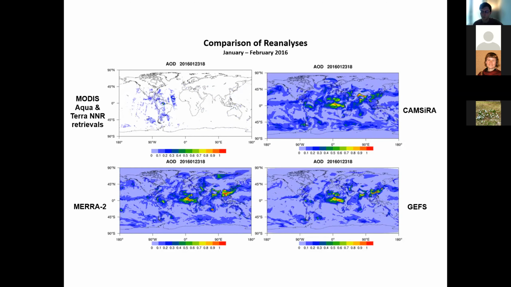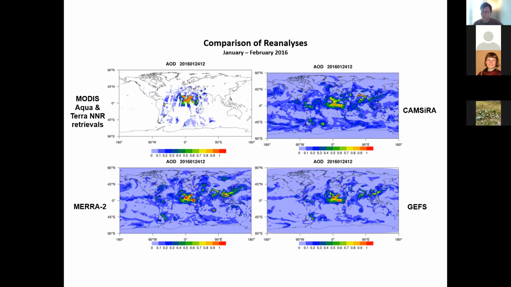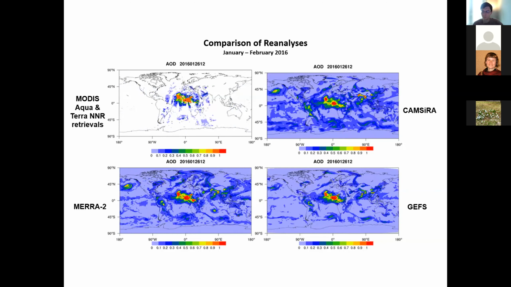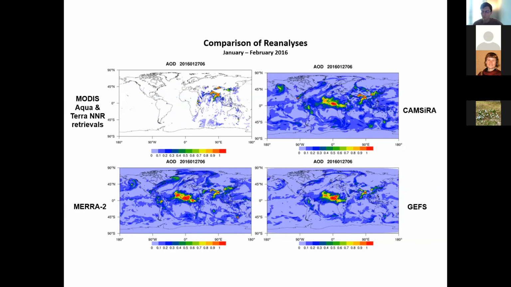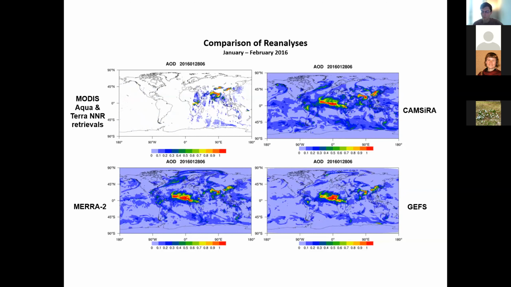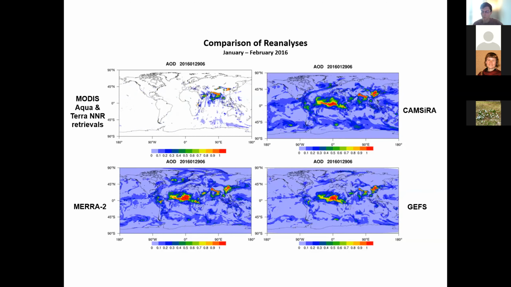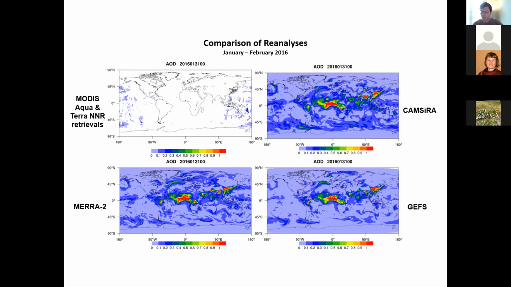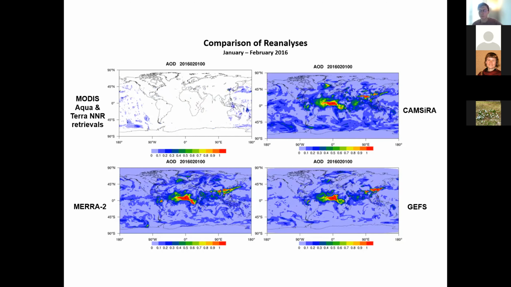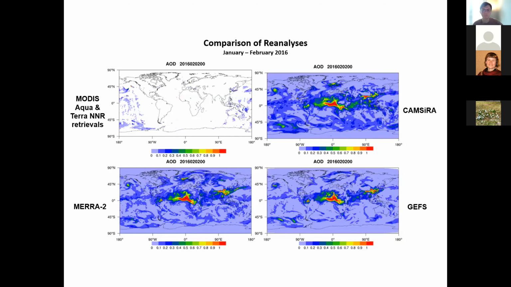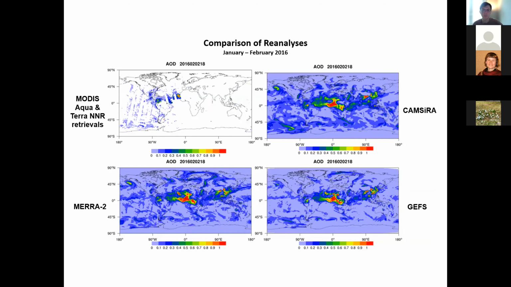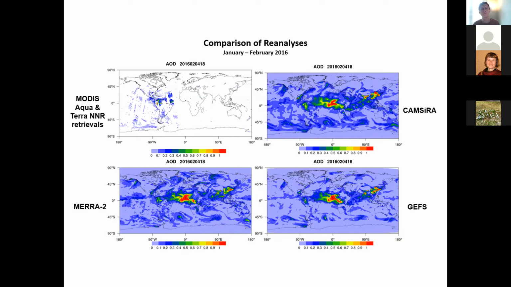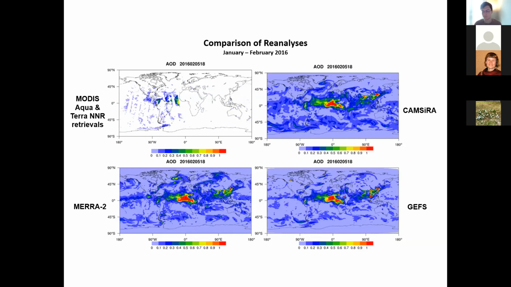And in general, the AOD over ocean is due mostly to sea salt, and also you can see the fires here in Africa, in Central Africa. So that's basically the illustration of these various analyses. We can go to the next slide.